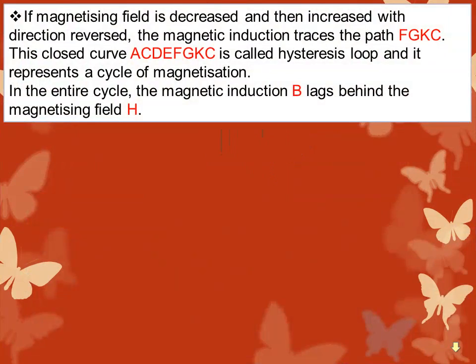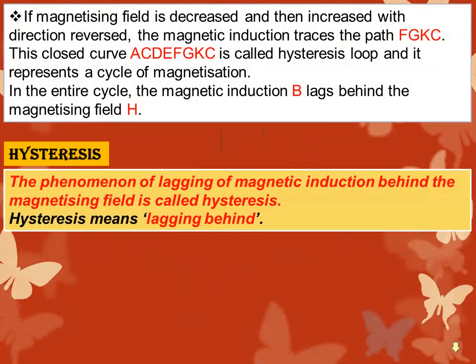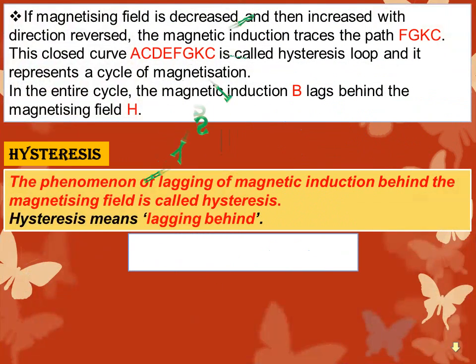If the magnetizing field is decreased and then increased with direction reversed, the magnetic induction traces the path FGKC. This closed curve ACDEFGKC is called the hysteresis loop, and it represents a cycle of magnetization. In the entire cycle, the magnetic induction B lags behind the magnetizing field H. So what do you mean by hysteresis? The phenomenon of lagging of magnetic induction behind the magnetizing field is called hysteresis, and hysteresis means lagging behind.